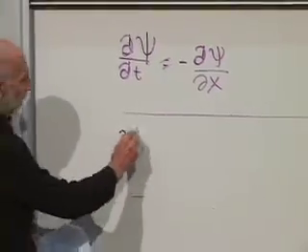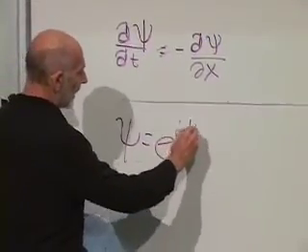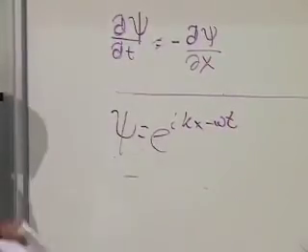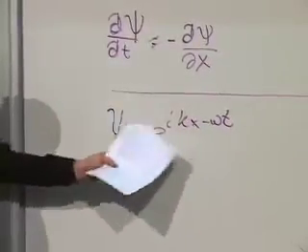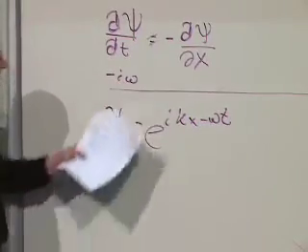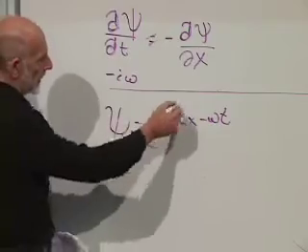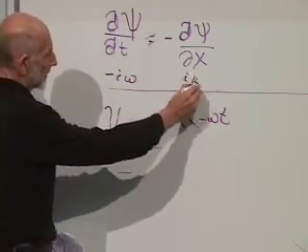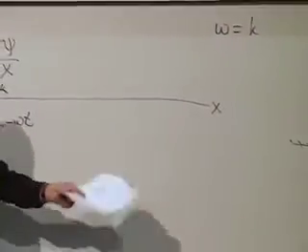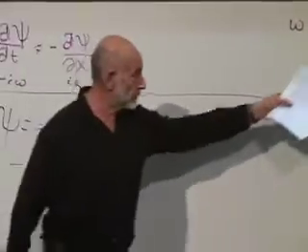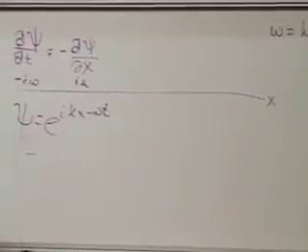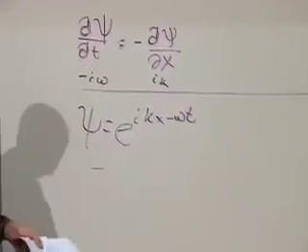Let's imagine that psi is equal to e to the i(kx minus omega t). d psi by dt brings down a factor minus i omega. d psi by dx brings down a factor i k. If the relation between omega and k is just omega equals k, corresponding to c equals 1, then that just says d psi by dt is equal to minus d psi by dx.